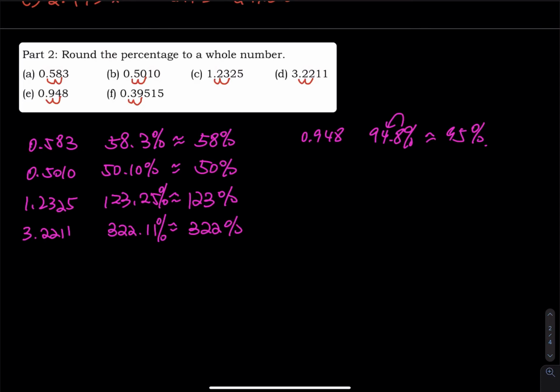And then the last one, 0.39515, so that is 39.515. So we add 1 to the 9, which is around 40%. So that's how we do this problem.